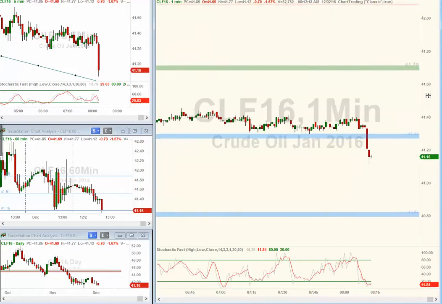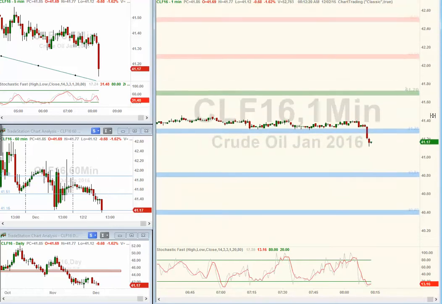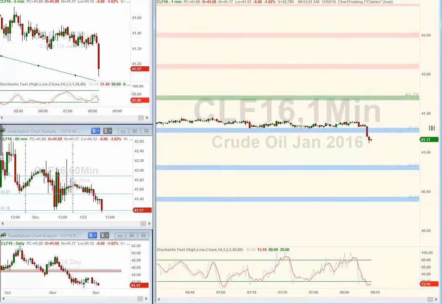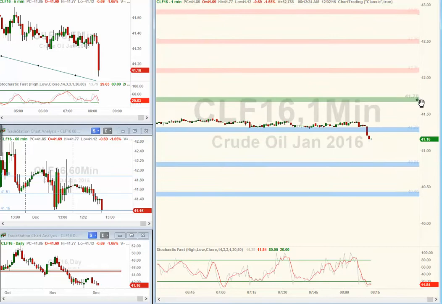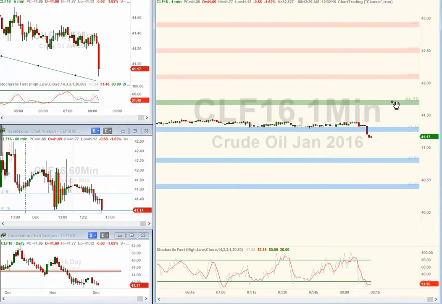If we look at the 1 minute chart, you can see I have levels spaced off, based off of yesterday's price action. The way I look at it is there's the line in the sand, the center point, at the 4170 area. And then I have roughly 40 tick zones up and down.